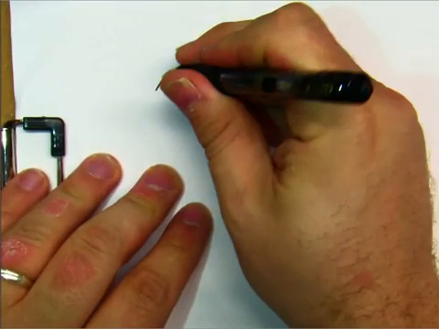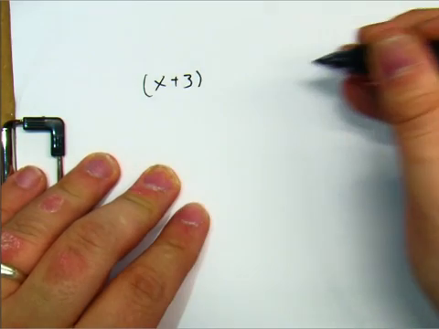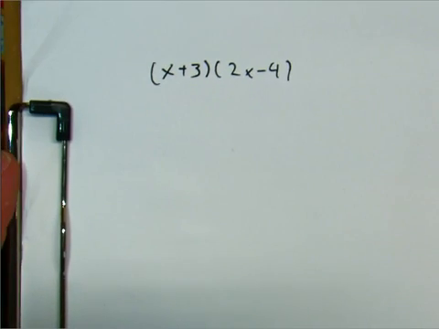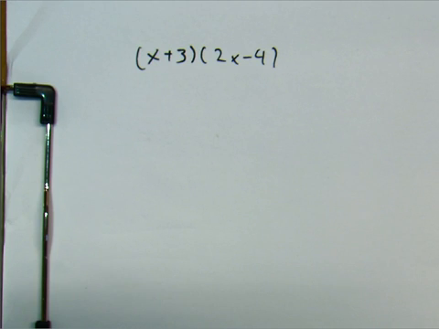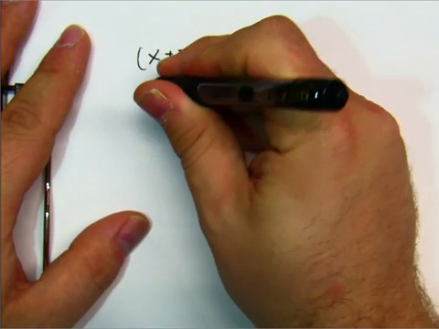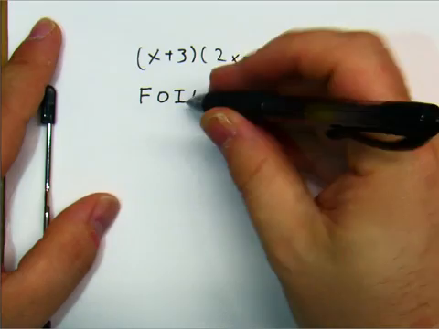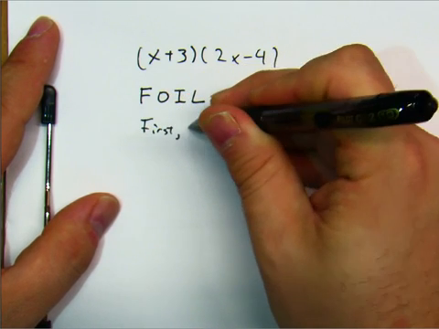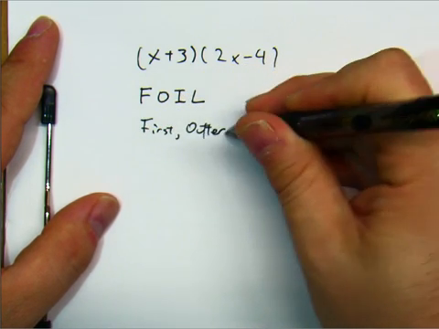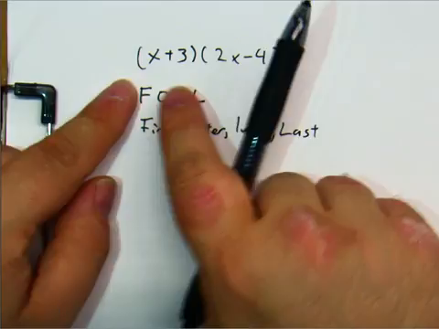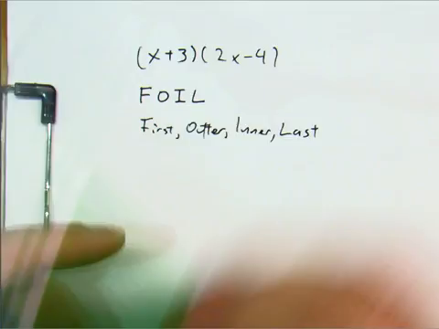Once again, I'm going to rewrite those binomials that we just used. We had x plus 3, and we were multiplying that by 2x minus 4. The most common method, the method that was taught to me when I was in high school so long ago, before any of you were born, is known as the FOIL method. FOIL, of course, stands for first, outer, inner, and last.